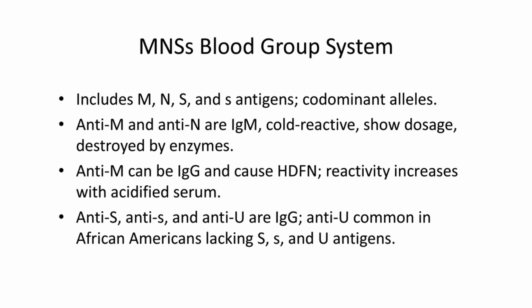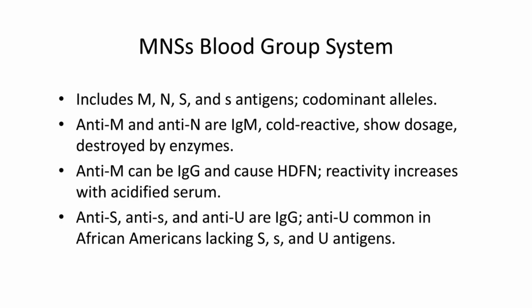The MNS blood group system. The MNS system includes M and N, as well as S and little s, which are codominant alleles, meaning both can be expressed simultaneously. Antibodies in this system include anti-M and anti-N, which are typically cold reactive IgM antibodies and do not cause hemolytic disease of the fetus and newborn, HDFN. These antibodies often show dosage, meaning they react more strongly with cells that have a homozygous expression of the antigen compared to those with a heterozygous expression.